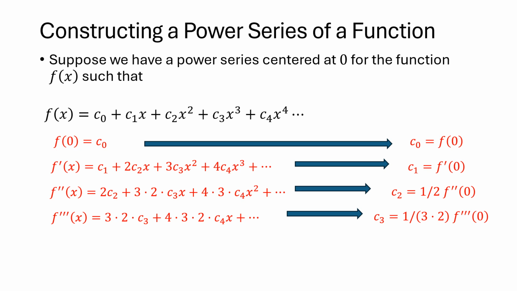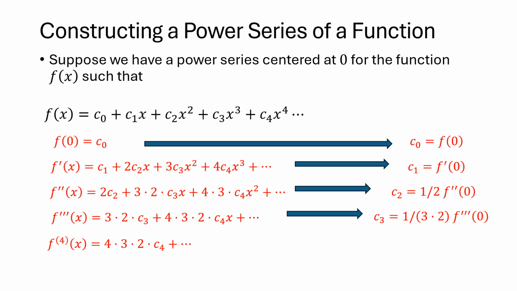Pause here and look for a pattern. And by the way, you notice we got 3 times 2, which is really 3 times 2 times 1. What thing that you have come across in sequences and series has the form where it's 3 times 2 times 1? Think about it. Going one step further, the fourth derivative of the function is 4 times 3 times 2 c4.